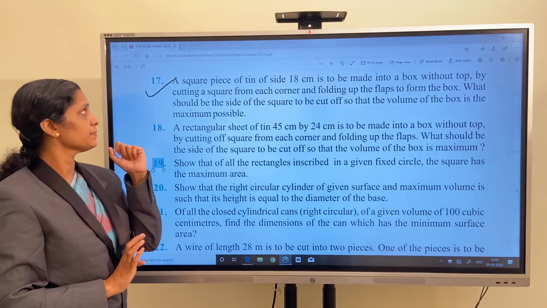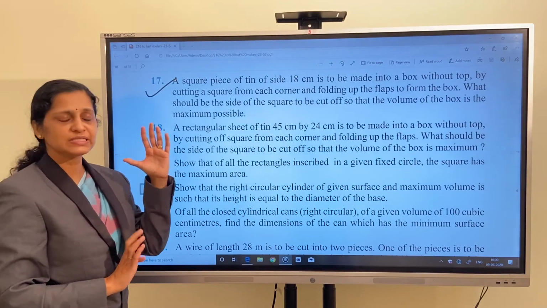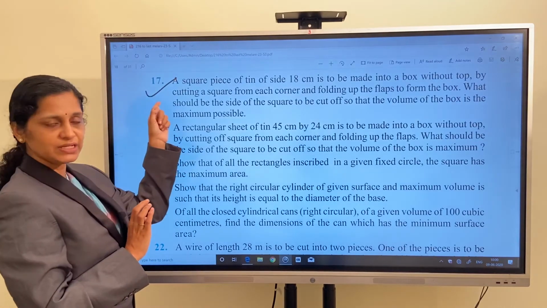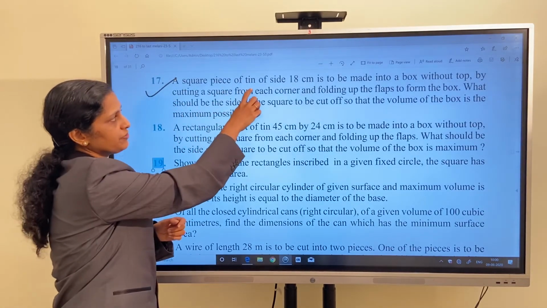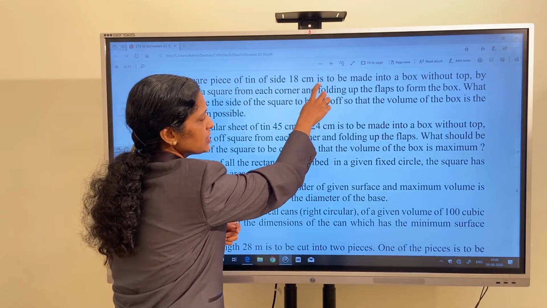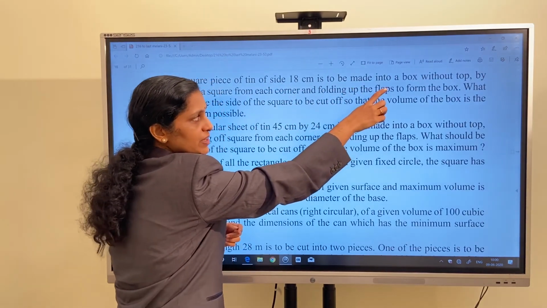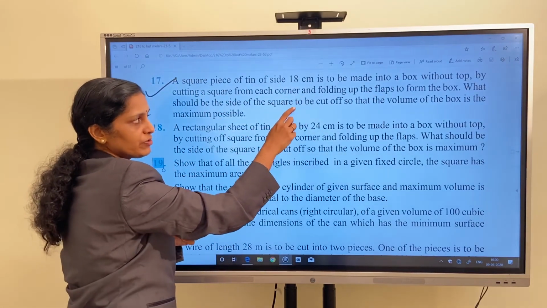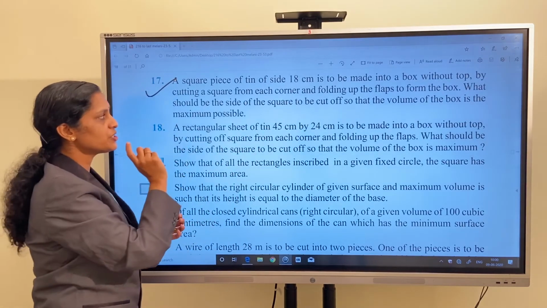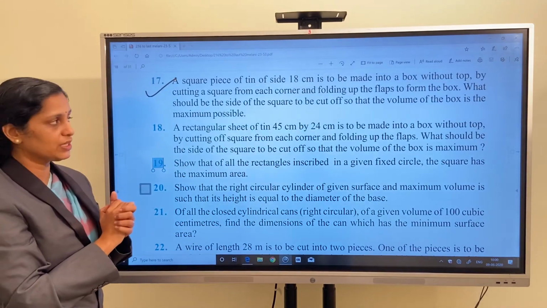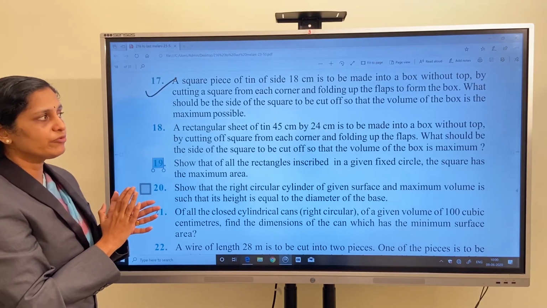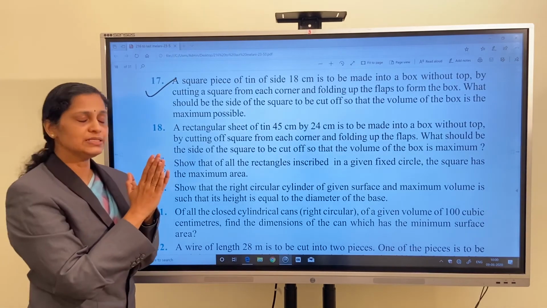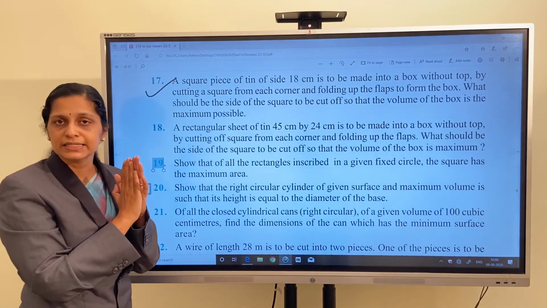Next question is question number 17. Actually, from this question we are starting the important 6-mark questions. Question number 17 says that a square piece of tin of side 18 cm is to be made into a box without top by cutting a square from each corner and folding up the flaps to form the box. What should be the side of the square to be cut off so that the volume of the box is the maximum possible? We have a square piece of length 18 cm.